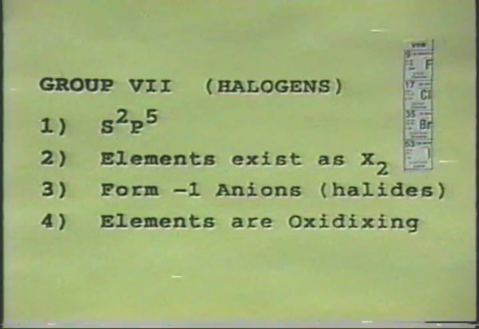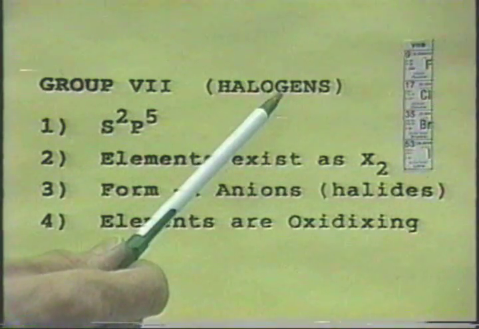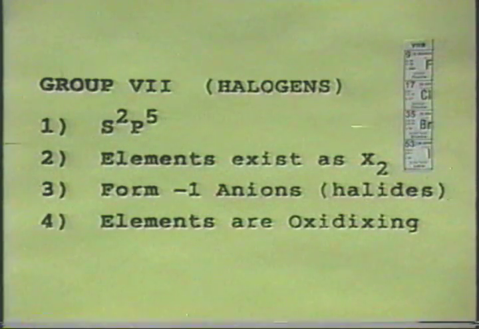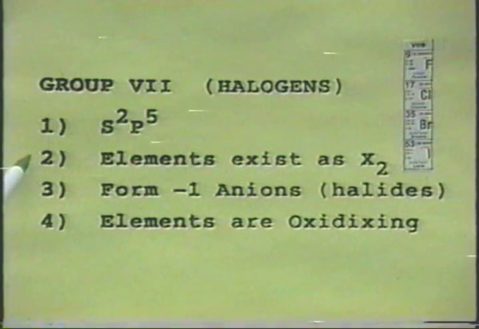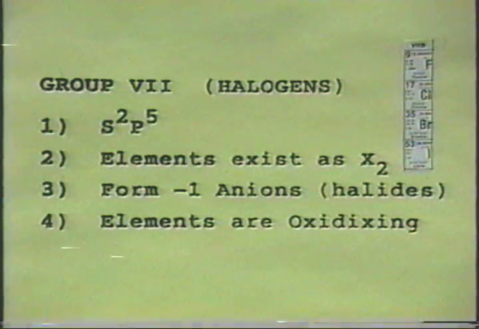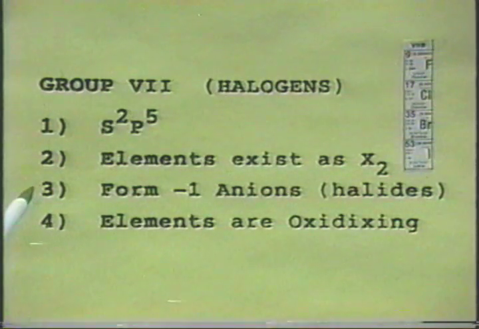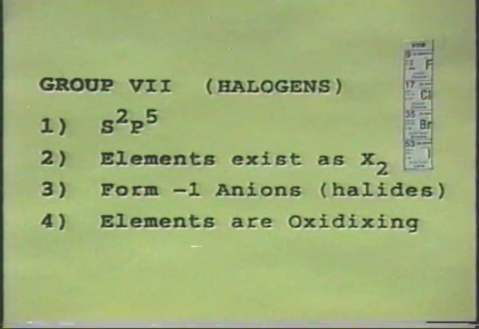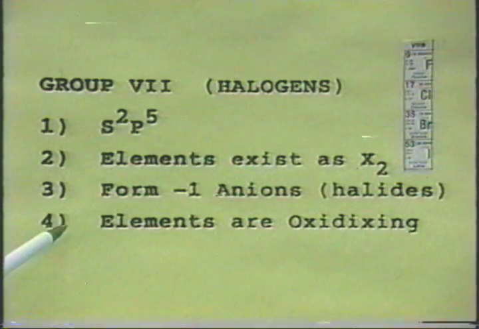The halogens react with metals to form salts, hence their name halogens, which means salt formers. All of these elements have the s2p5 electron configuration in their valence shell. That's 7 electrons in the outermost orbitals. To complete the octet, the elements exist as a dimer, where they share an electron by forming a single bond. They can also pick up an electron to form the -1 anion. These are the so-called halides. Now, this tendency of the halogens to pick up an electron makes them very good oxidizing agents.